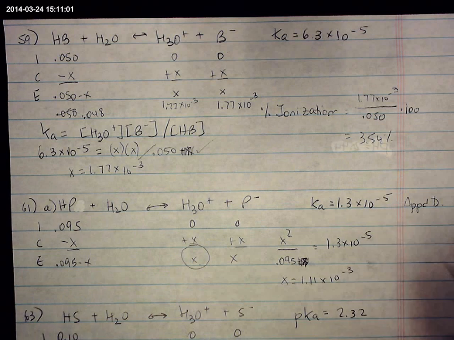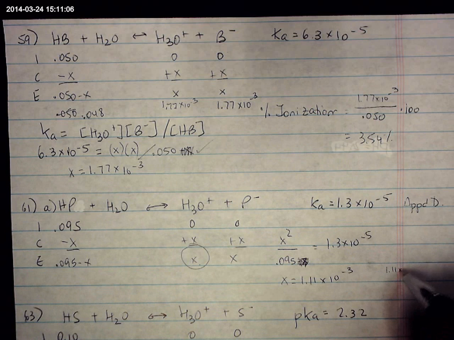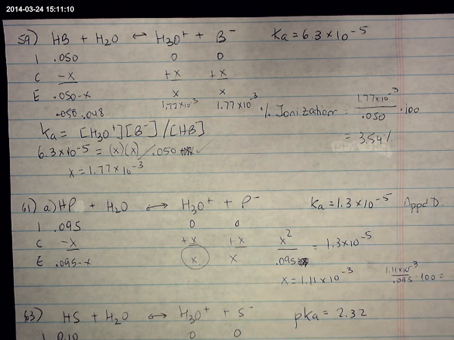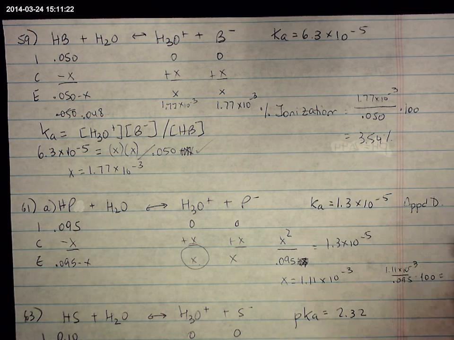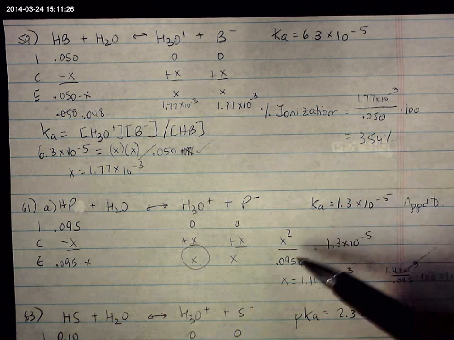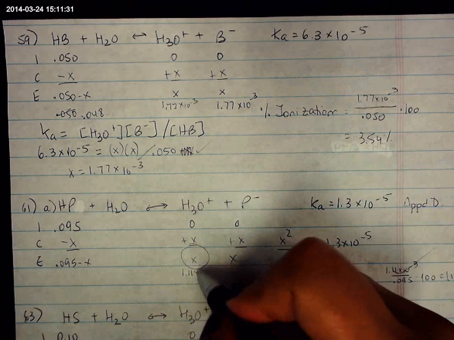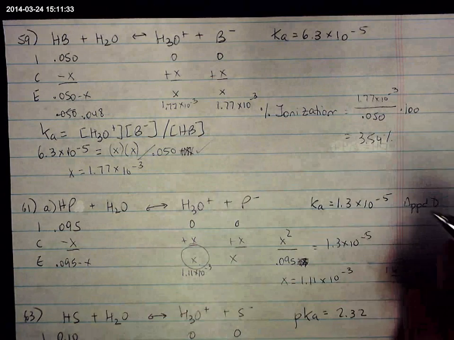Let's check the 5%. Let's see if this is 5% dissociated. So if you do 1.11 times 10 to the negative third divided by 0.095 and multiply that by 100, keep your fingers crossed that it turns out to be less than 5%. Oh, perfect. It's 1.12%. So we're good. We were okay in ignoring that. All right. Okay, so then the X value, 1.11 times 10 to the negative third, is your hydronium concentration.